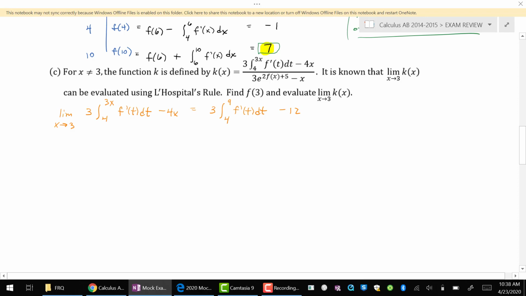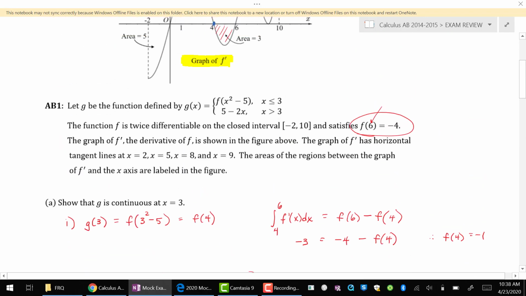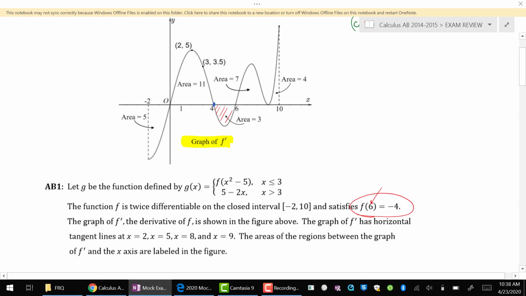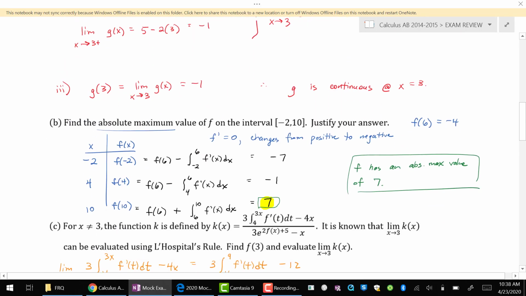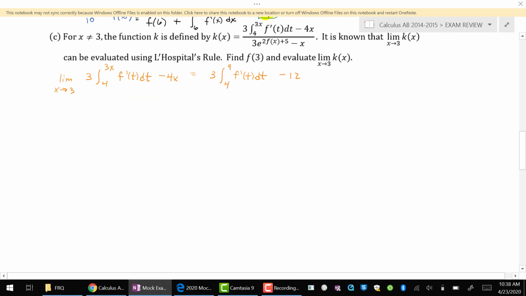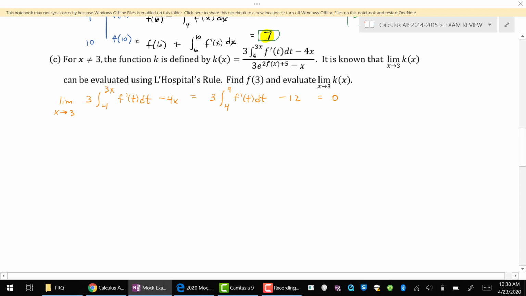And from 4 to 9, that area is going to be a -3 plus a 7, so a net result of 4. So I have 3 times 4 minus 12, or 0, when we're all finished. If that's the case, then the limit of the denominator must also be 0 if L'Hopital's rule is going to be effective.